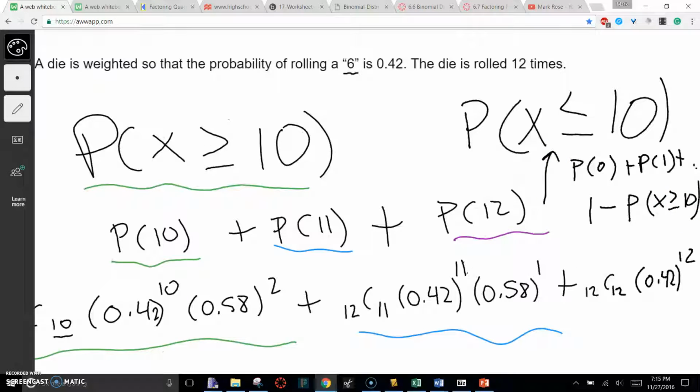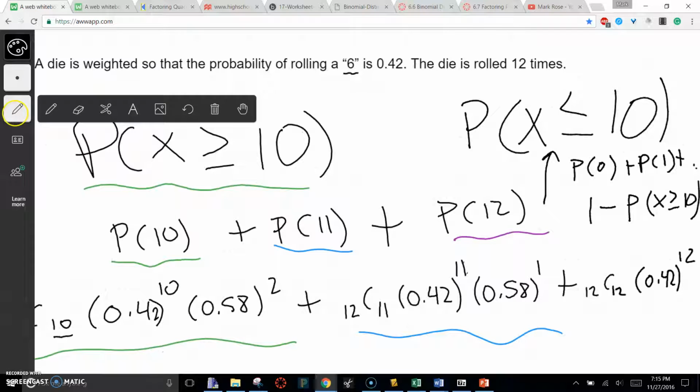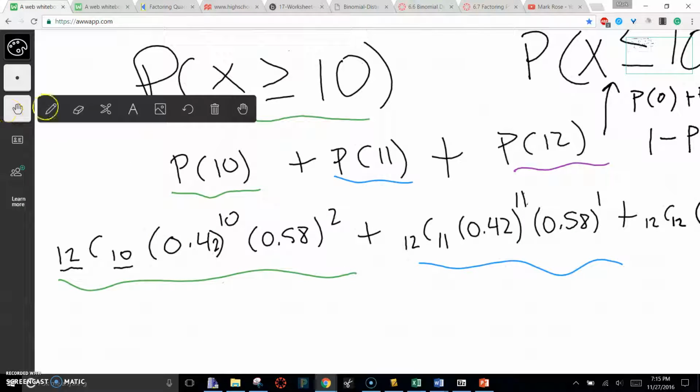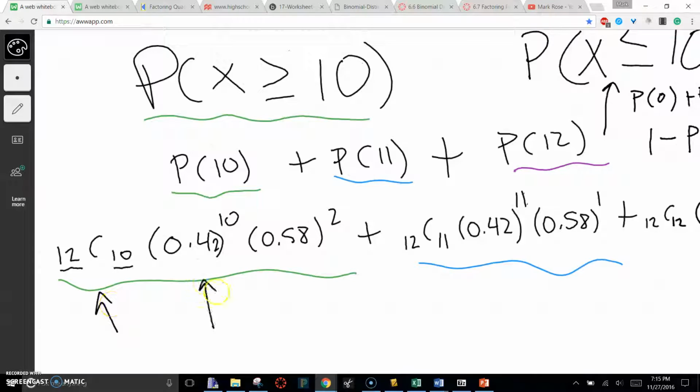So if you ever want to find the less than of something, if you subtracted 1 from the greater than, that should work. It's not too bad to set up, but that's the general gist of these things. For any of these events, you first want to find the arrangement, then the successes, then the failures. And then multiply everything together and see what you get.